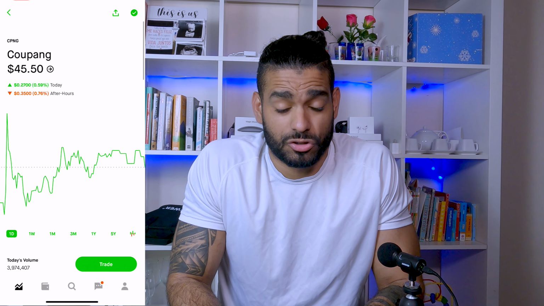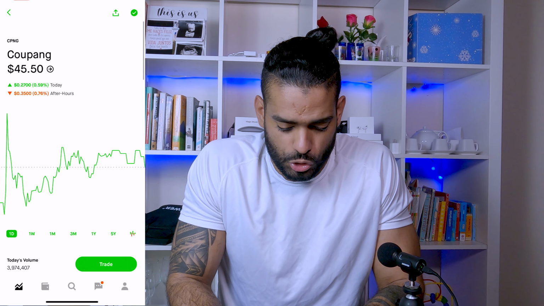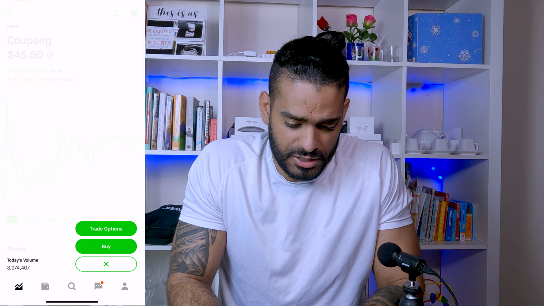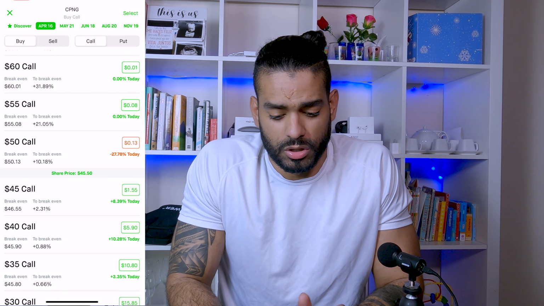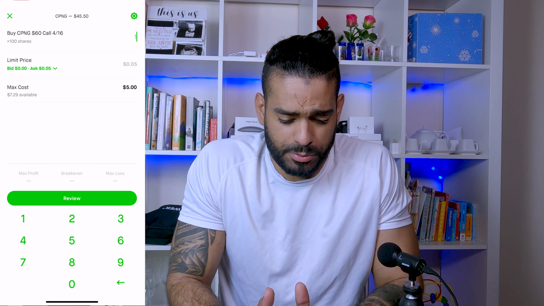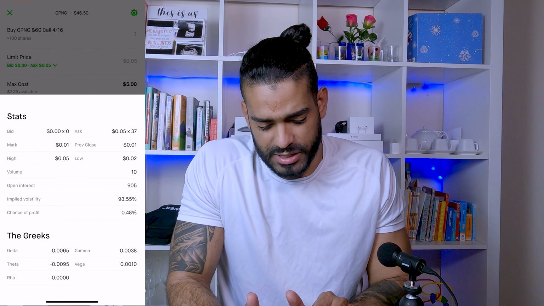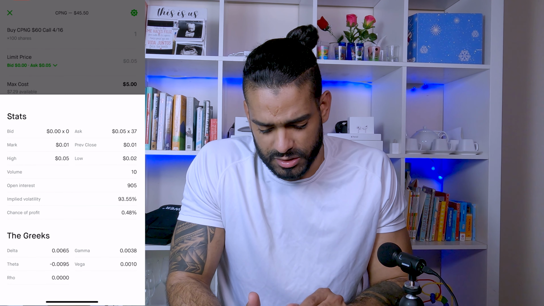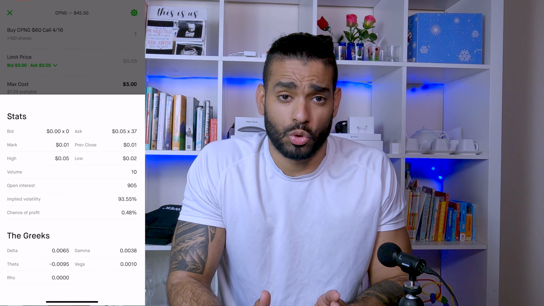By the way, guys, to find the Greeks on a mobile phone, you would just hit trade options. You would click the date. You would click whatever price, and then you would hit the bid and ask price. And then at the bottom, that's where it tells you the delta, the theta, the gamma, the vega. So that's how you do it on your mobile phone.